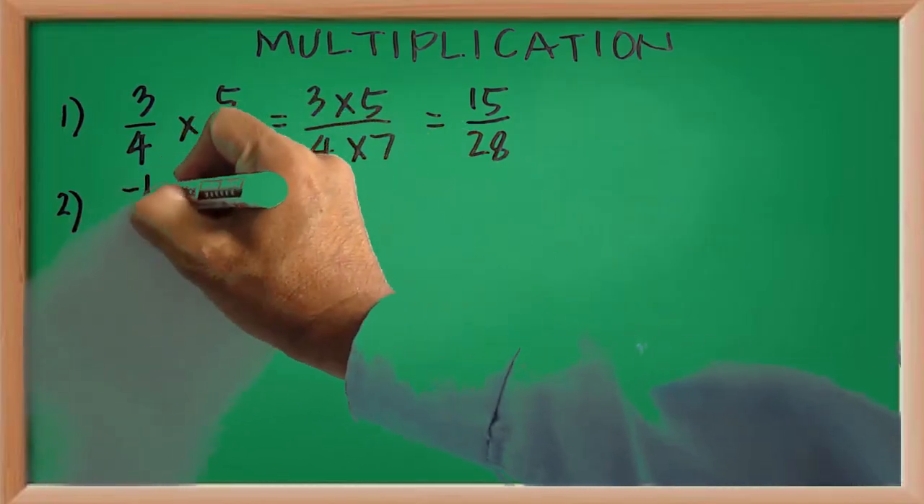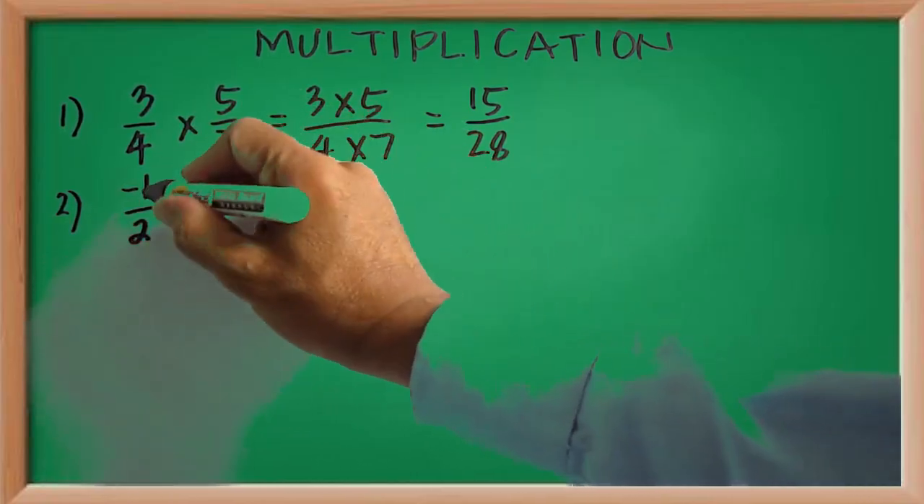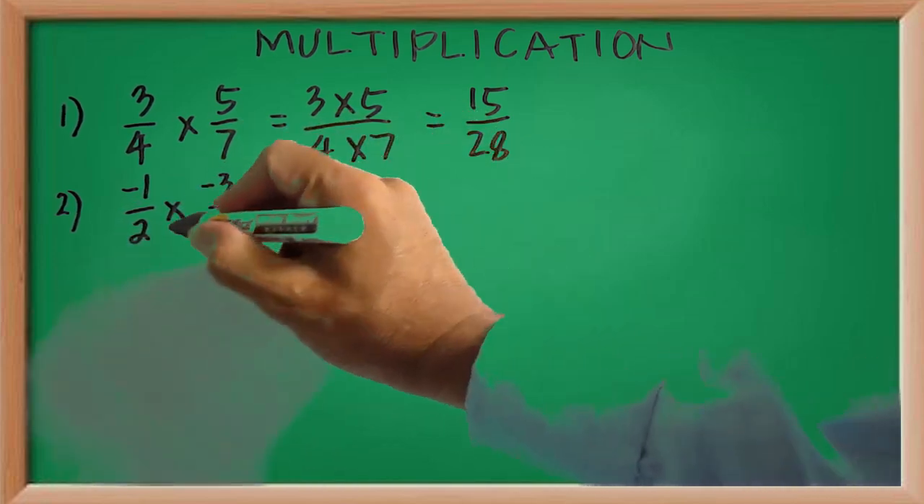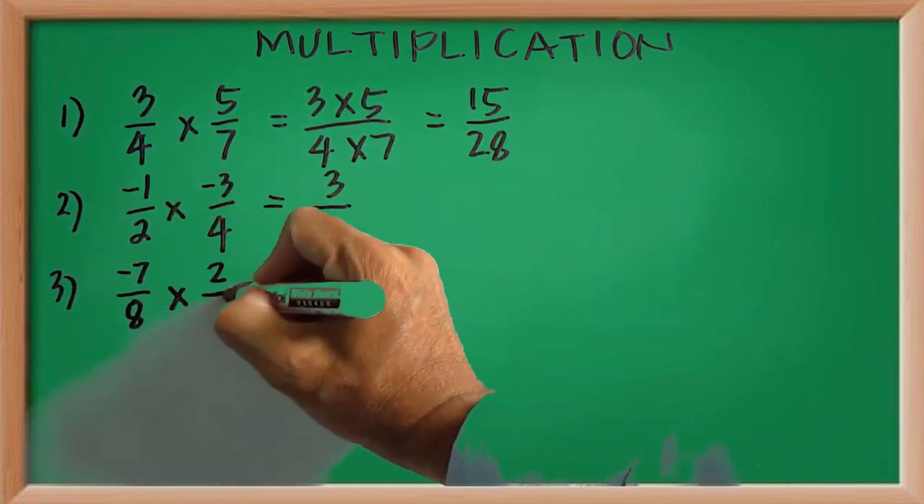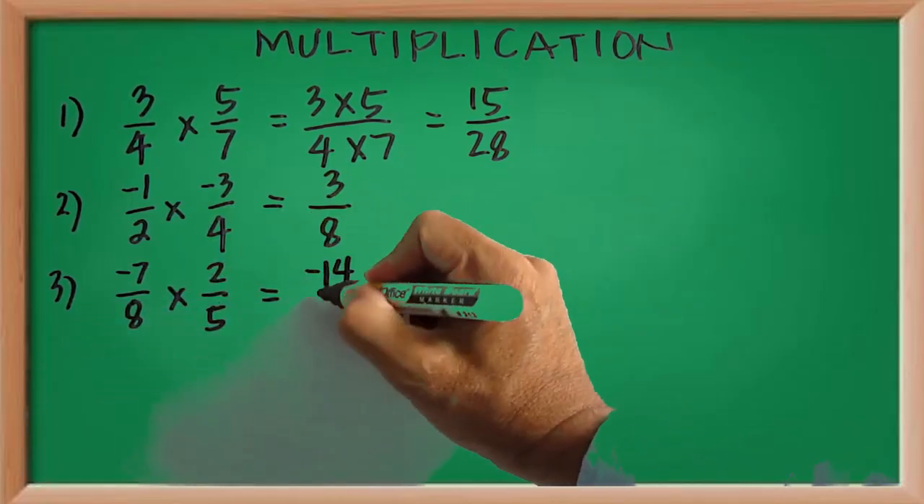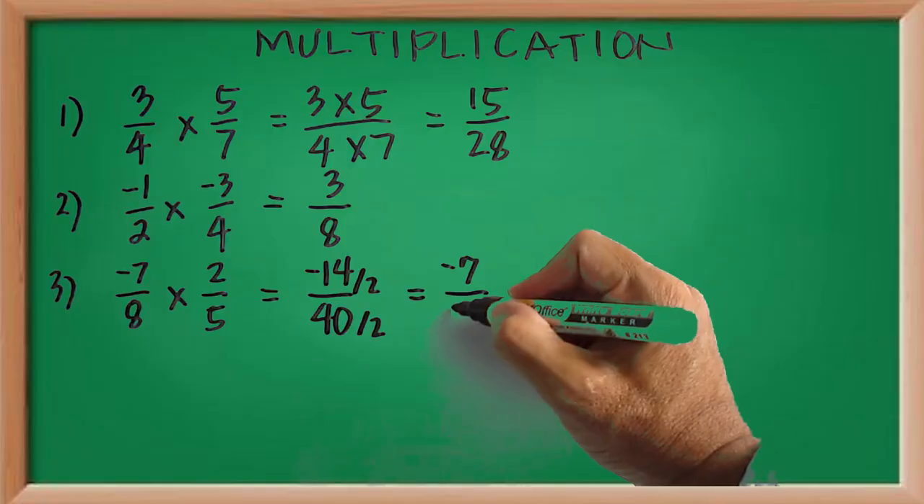Another example, negative 1 over 2 times negative 3 over 4. Negative 1 times negative 3 is 3. 2 times 4 is 8. Number 3, negative 7 over 8 times 2 over 5 is equal to negative 14 over 40. Simplify. This is equal to negative 7 over 20.